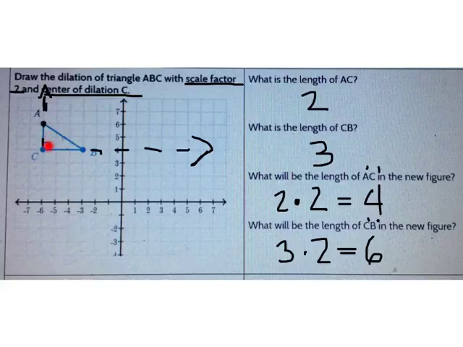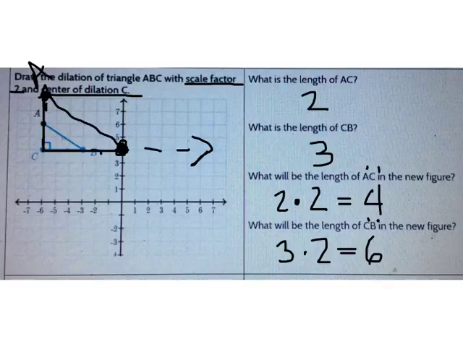AC will now be 1, 2, 3, 4 units. CB will now be 1, 2, 3, 4, 5, 6 units. And I can connect the dots of my new figure. Make sure that you're drawing this dilation on your paper.